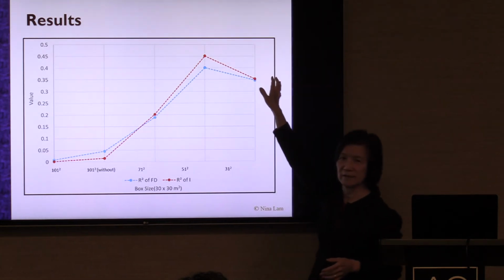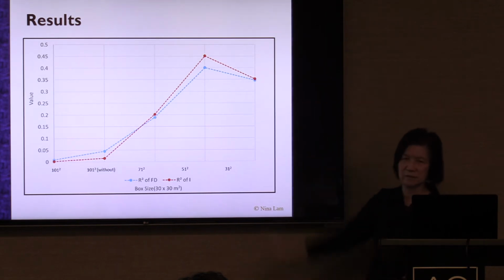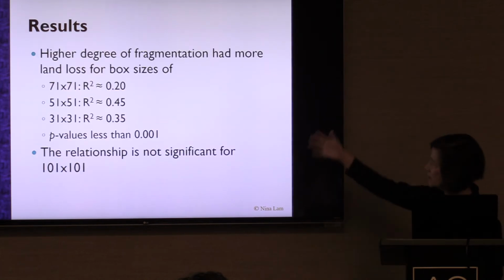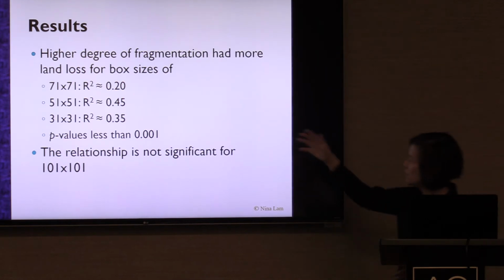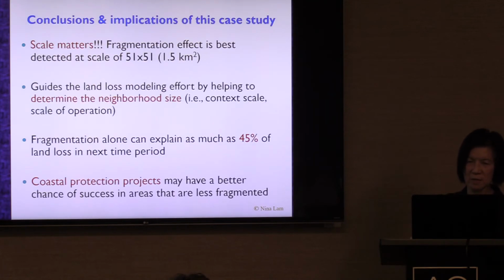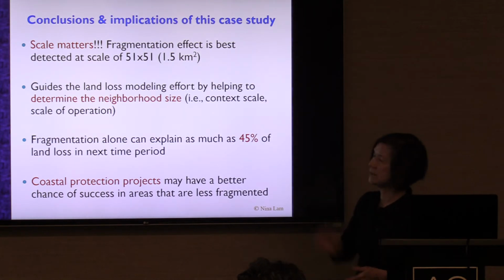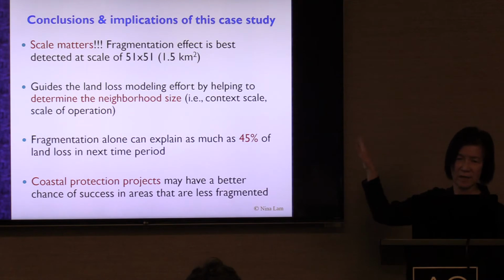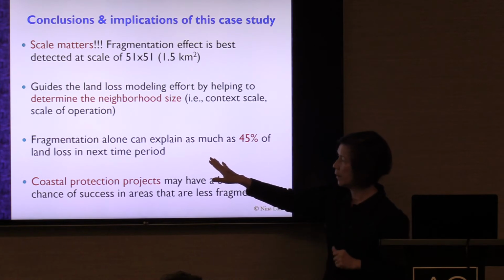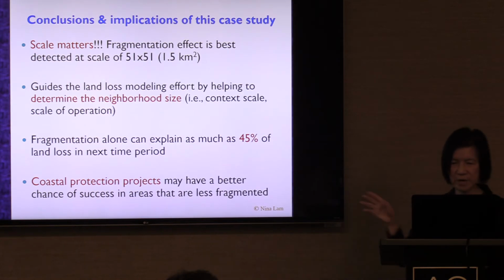But then it's not always linear. So that's the problem: we don't know where the peak is. Anyway, that's the result that I just summarized. There's no relationship at 101 by 101, but in other box sizes. So I try to preach to the people that the scale matters, and fragmentation effect is best detected at this scale. And in fact, from a spatial point of view, fragmentation alone can really explain as much as 45% of land loss in the next time period.